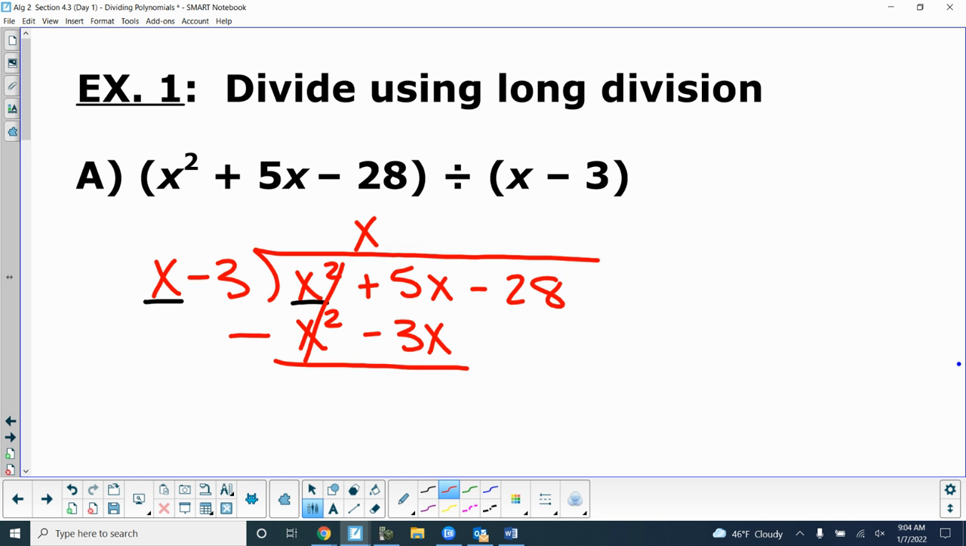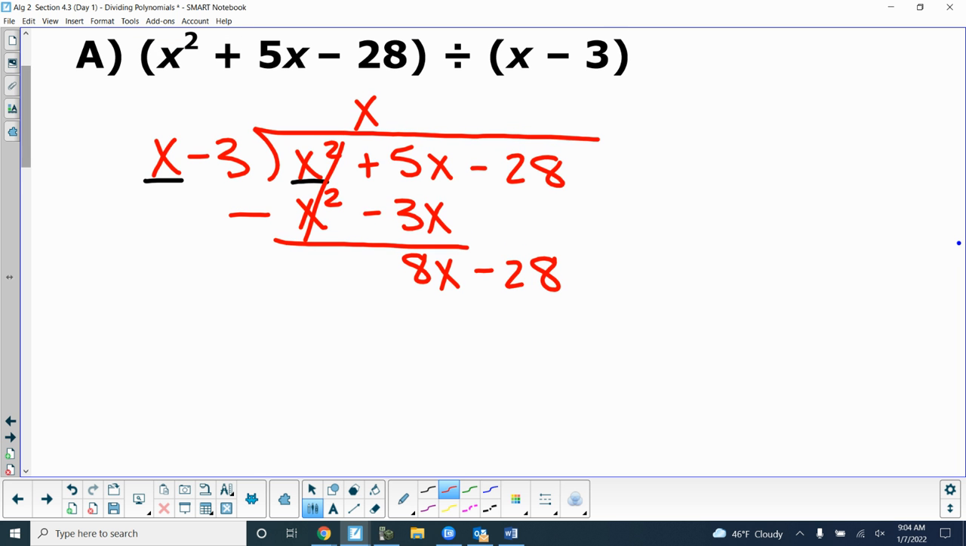But what's going on here? Minus a -3. That's addition, right? Yeah. So that's where we make a mistake sometimes. Minus a negative is addition. So it's 5 plus 3, which is 8x. All right, bring down the minus 28. And then start over. What's 8x divided by x? 8, right? And since it's positive 8, it's plus 8.